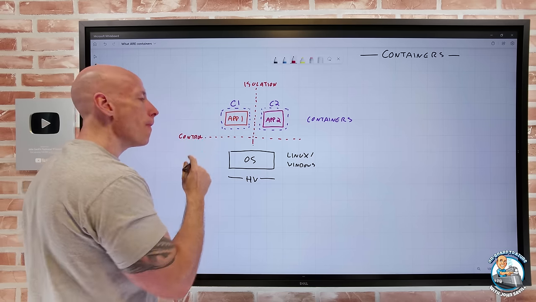So I can inject other mounts, other folders that aren't going through, for example, this overlay file system. I just want to add another folder to be available to this container as well. So I can do that as well. Let's look at that in action.